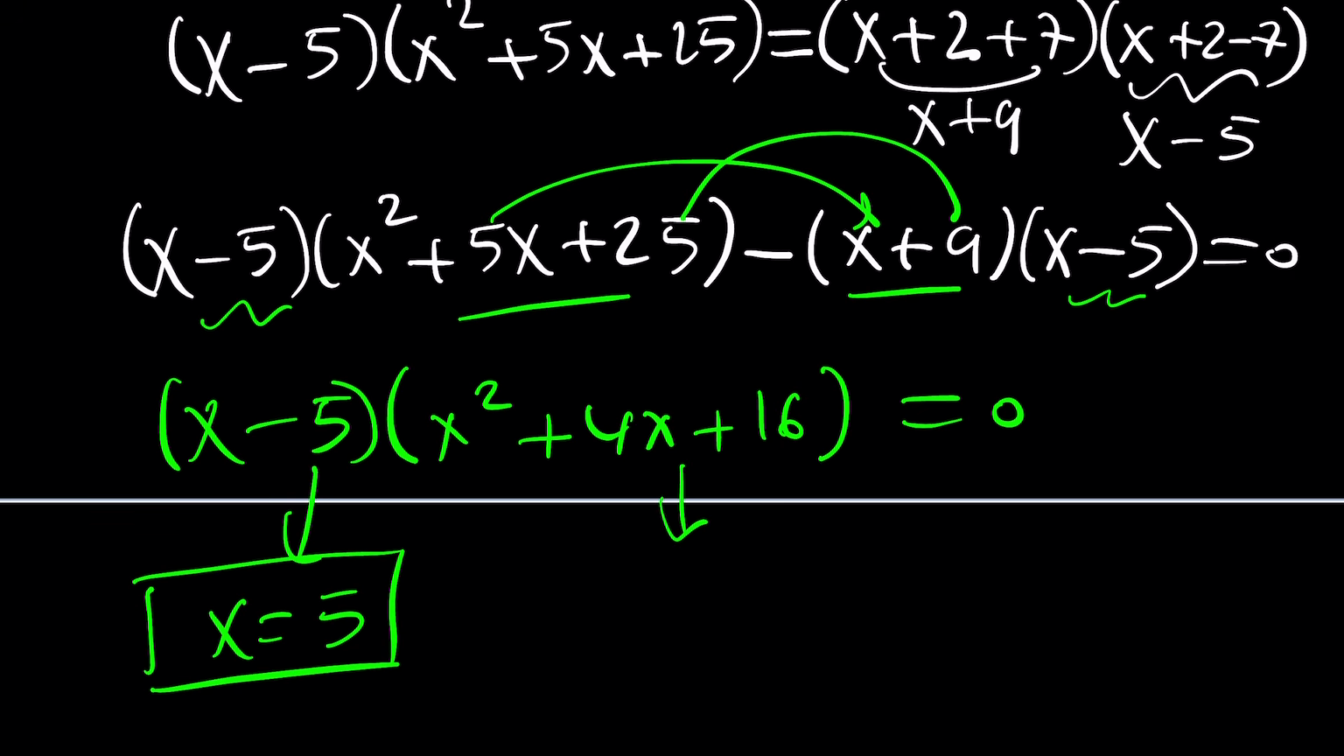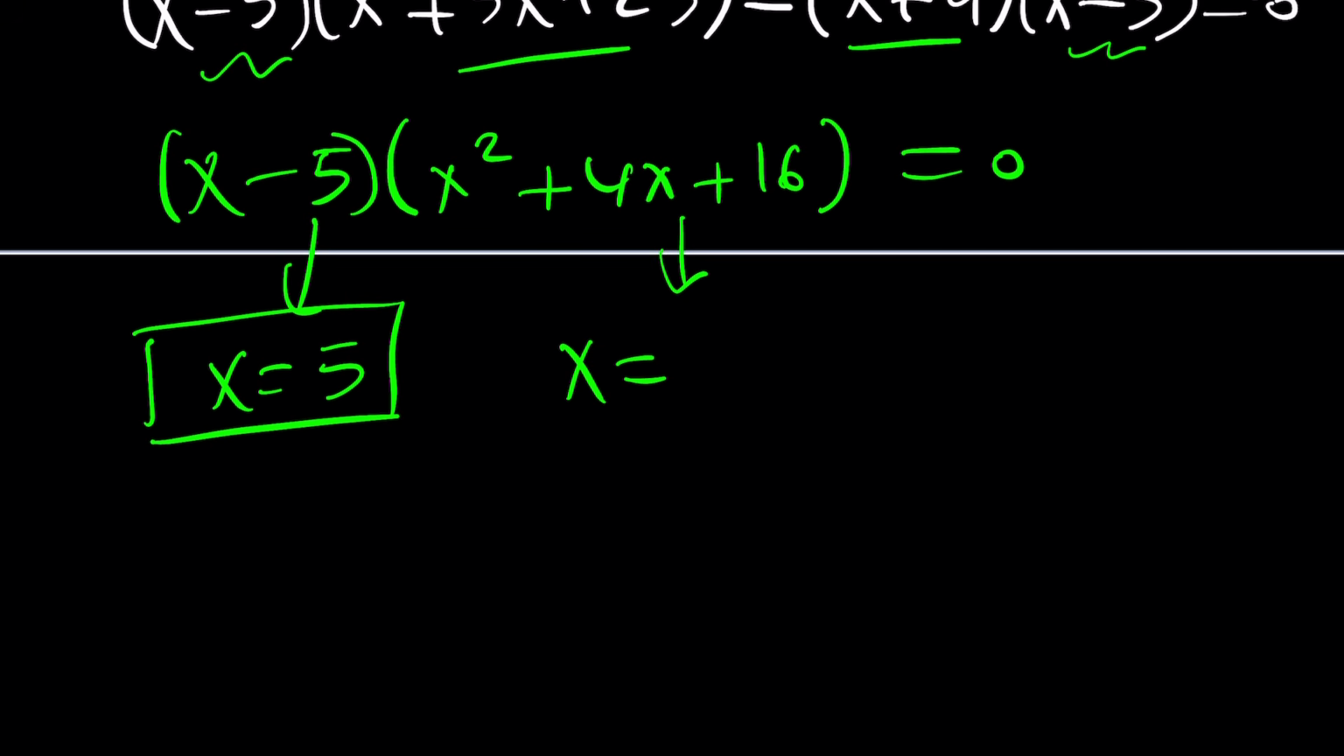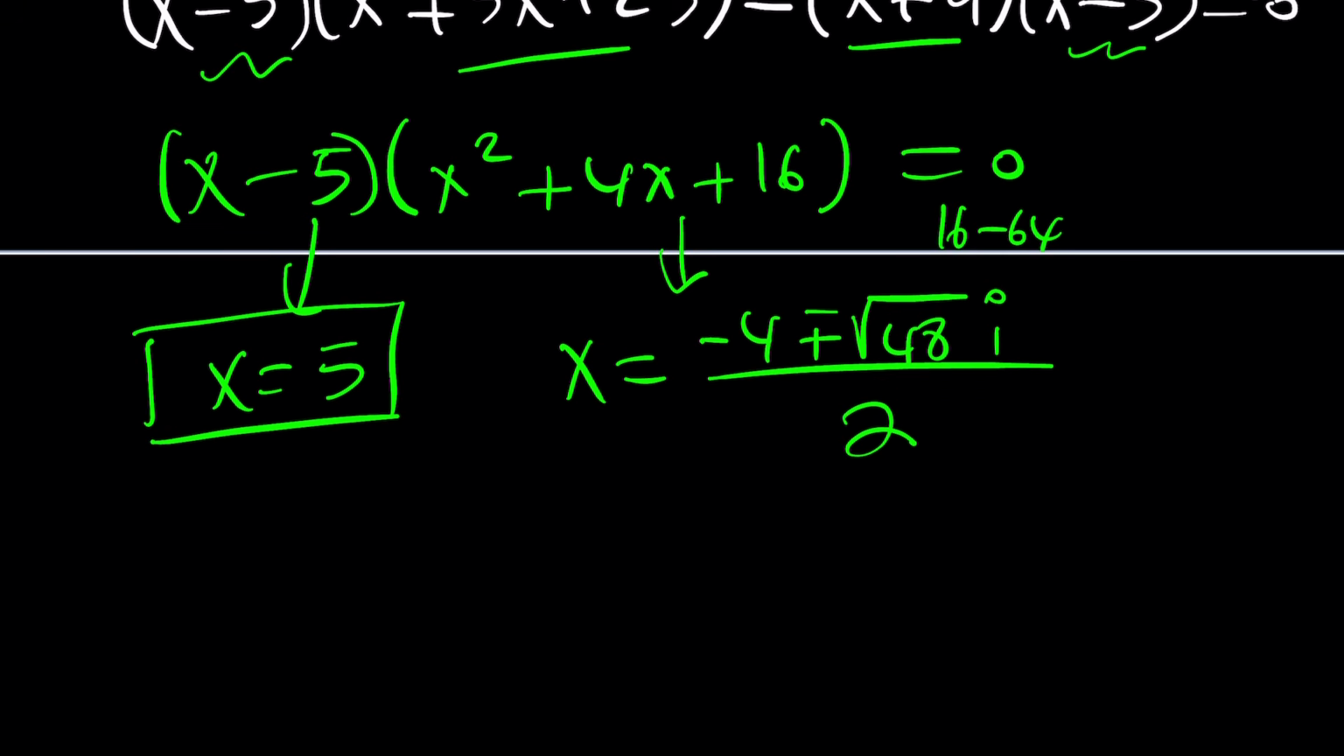Why? Because this gives you non-real complex solutions. And if you're wondering what complex solutions are going to look like, you can solve it with the quadratic formula. Let's do it. Negative b, you can also complete the square, by the way. Negative b plus minus the square root of b squared minus 4ac, which is 64. That's going to be negative 48, square root of 48i. What is i? i is the square root of negative 1.